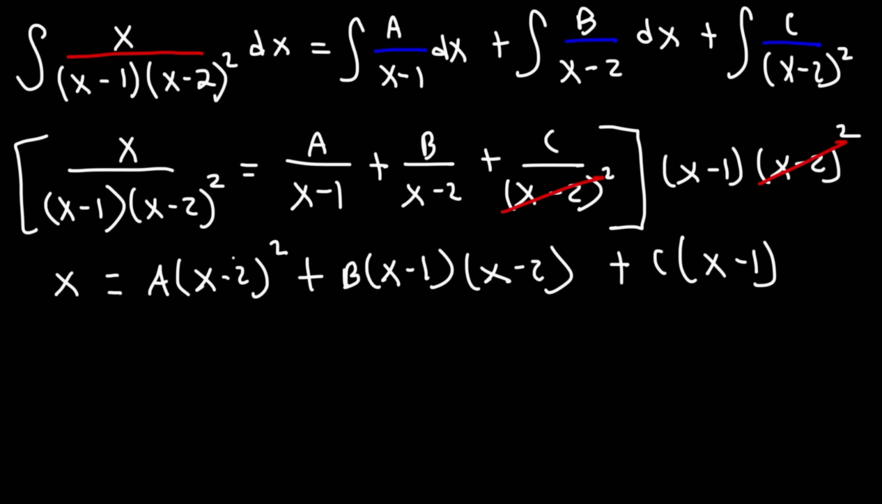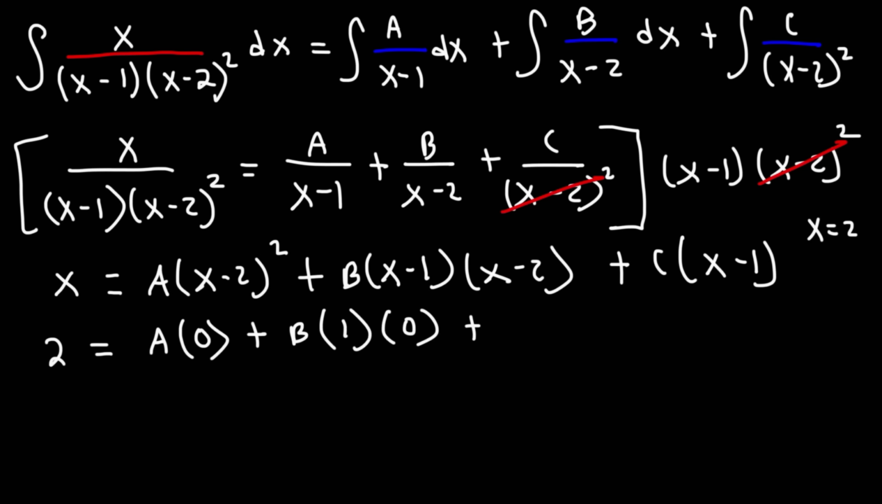Now what we're going to do is plug in some numbers. Let's focus on the x minus 2 factor. So we're going to plug in x equals 2. This is going to be 2, and then this is going to be a times 2 minus 2, which is 0, and then b times 2 minus 1 is 1, 2 minus 2 is 0, and then plus c times 2 minus 1, which is 1. So we get 2 is equal to c, because the other terms go to 0. So c is equal to 2.